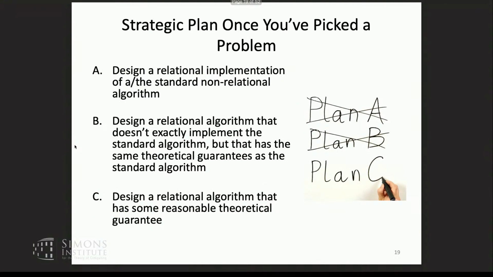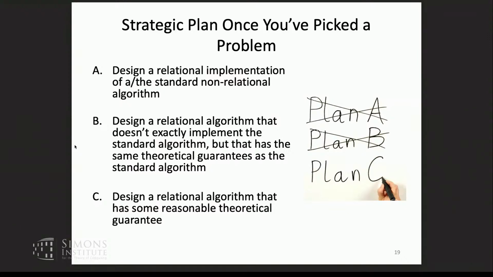All right, good. So now when we're designing relational algorithms, we develop the following strategy. There's a plan A and a plan B and a plan C. Plan A is if there's already an algorithm out there, that's the standard algorithm. Can you implement that algorithm in a relational way? What does it mean to implement in a relational way? You produce the same output that algorithm does, but maybe you compute it differently. But the output is the same as the standard algorithm.